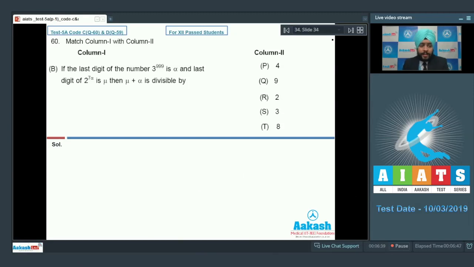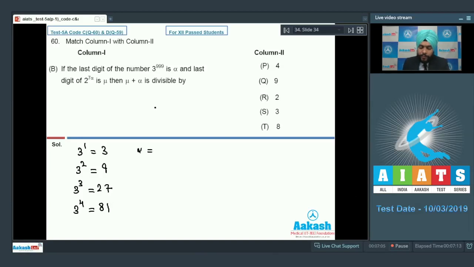B part says that if the last digit of the number 3 raised to power 999 is alpha and the last digit of 2 power 7 alpha is mu, then mu plus lambda is divisible by. 3 की power 1 होता है 3, 3 की power 2 होता है 9. I am talking about the unit digit. इसका unit digit होता है 7, इसका unit digit होता है 1. So 3971, 3971, the cycle goes on.